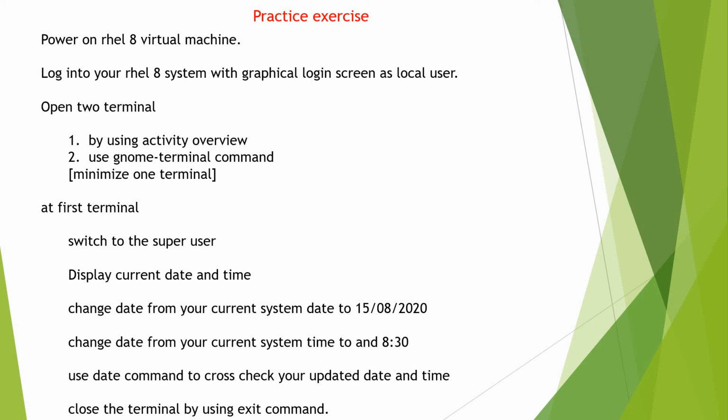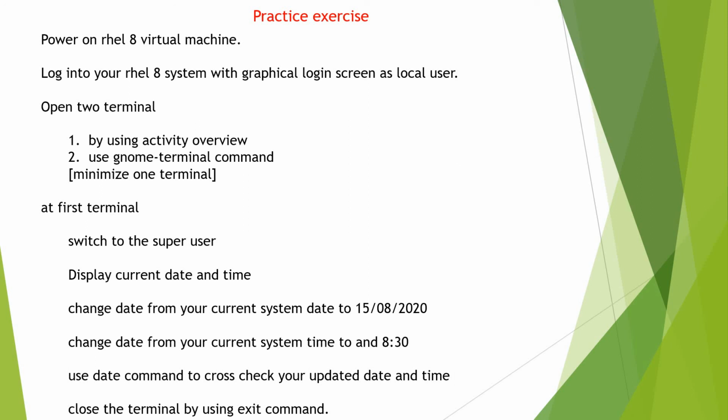First of all, power on the RHEL 8 virtual machine. Log into your RHEL 8 system with the graphical login screen as a local user. Open two terminals with the help of two different methods. The first method is by using the activities overview. The second method uses the gnome-terminal command.